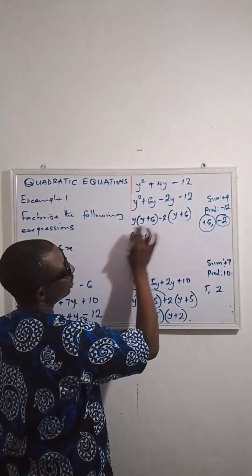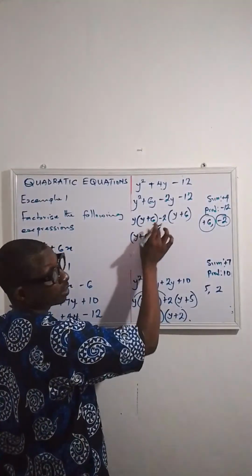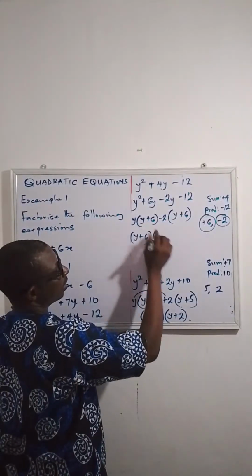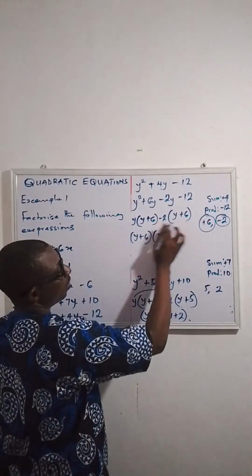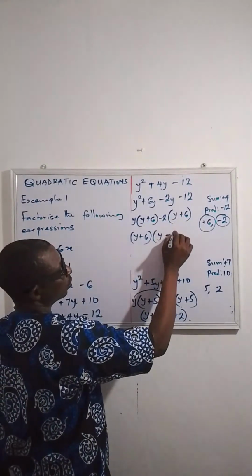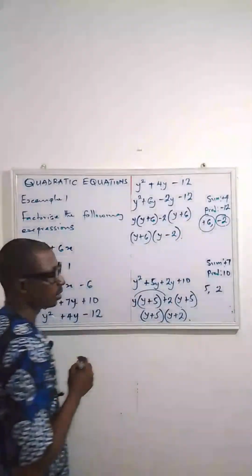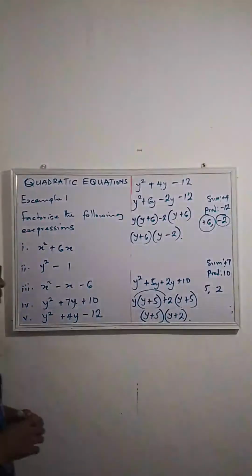So when you divide this by y plus 6 here, you are left with y. And when you divide this by y plus 6, you are left with minus 2. Okay, and that is going to be the answer to that problem. So I want to believe you guys understand that.